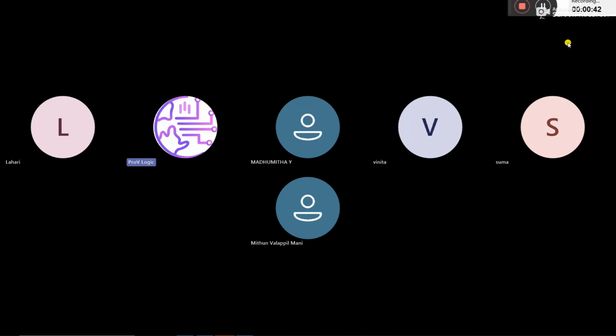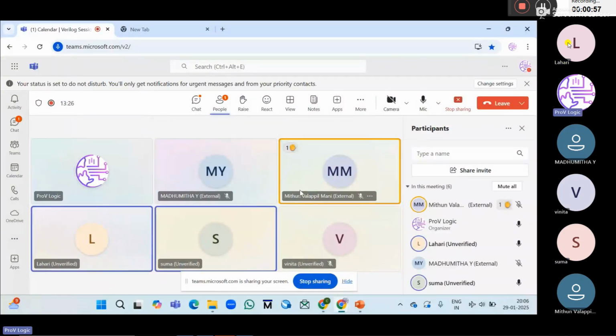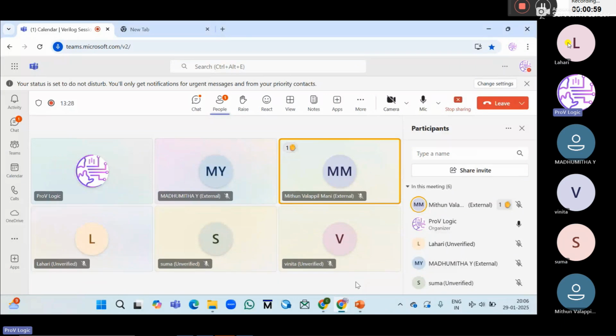Clear to everyone till here? Did you get the clarity on combinational logic, latches, flip-flops, registers, counters? Yes, ma'am. Okay, what about Rakshita, Vinita? Yes, ma'am. Okay, understood, ma'am.